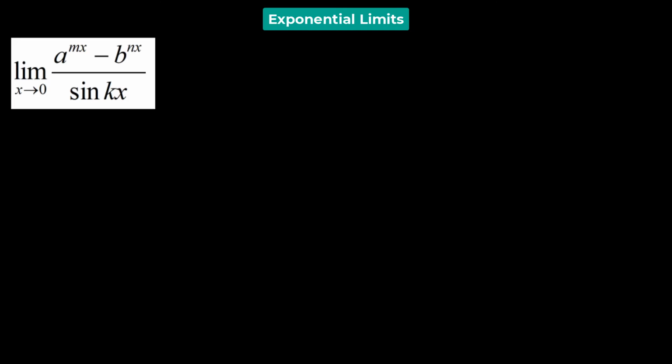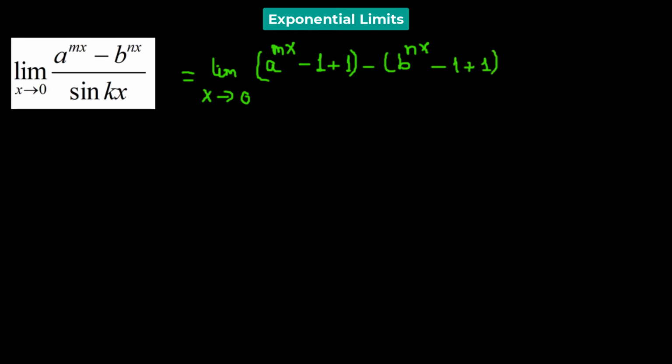So that means we will need to evaluate this limit using some standard definition. So let us begin with the numerator. We're considering the first term, which is a raised to the power of mx. We're going to subtract and add 1 to it. Similarly, for the second term, which is b raised to the power of nx, we're going to subtract and add 1 to it, divided by sine kx. Now we have limit x approaching 0, a raised to the power of mx minus 1.